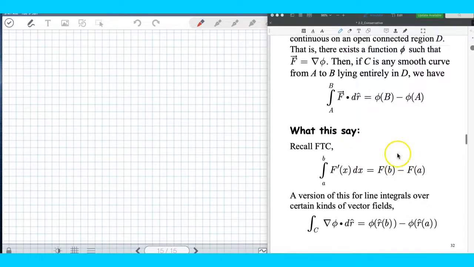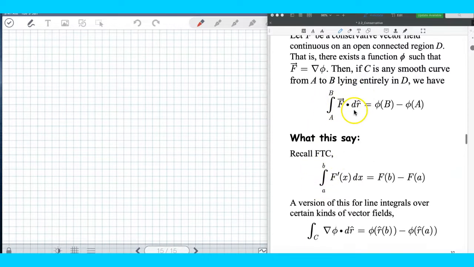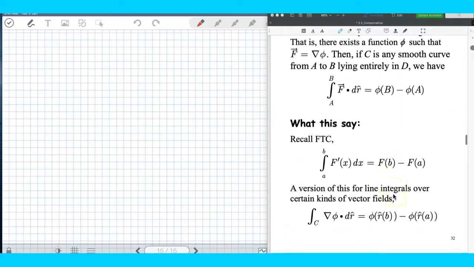For the line integral, you can see we have a single integration, right? After you do the F dot dr, you will have a single integration. So here we can use the fundamental theorem of calculus, and in this case we call it the fundamental theorem for line integrals.